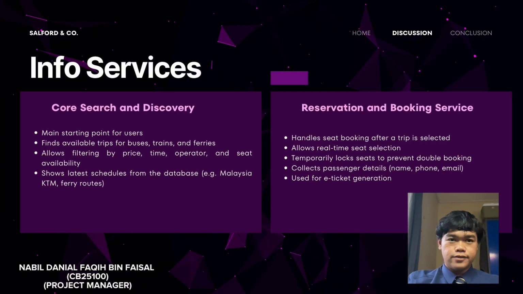Reservation and booking services. This service manages the logic for booking seats and gathering passenger data after the user chooses a trip. Users can select particular seats in real time with its interactive selection interface. During the booking process, the system momentarily locks certain seats to avoid double booking and preserve database integrity. In order to generate e-tickets, the service also handles passenger profiling by gathering necessary information, including complete name, phone numbers, and email address.